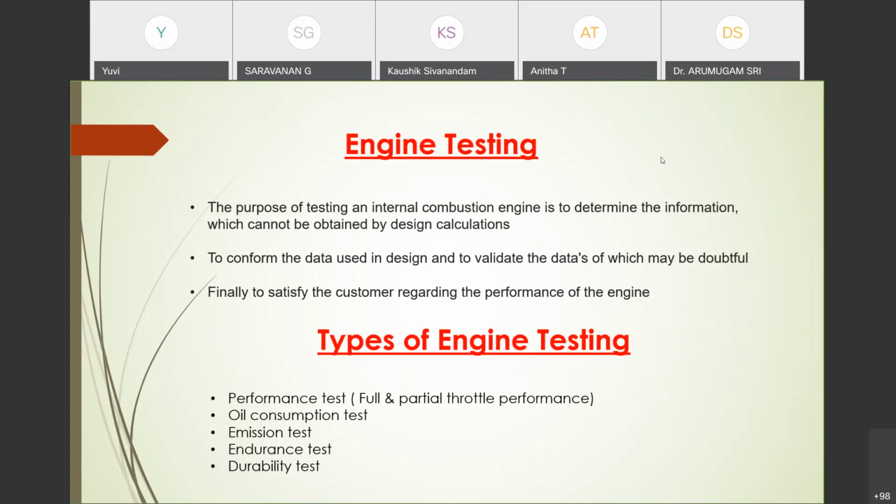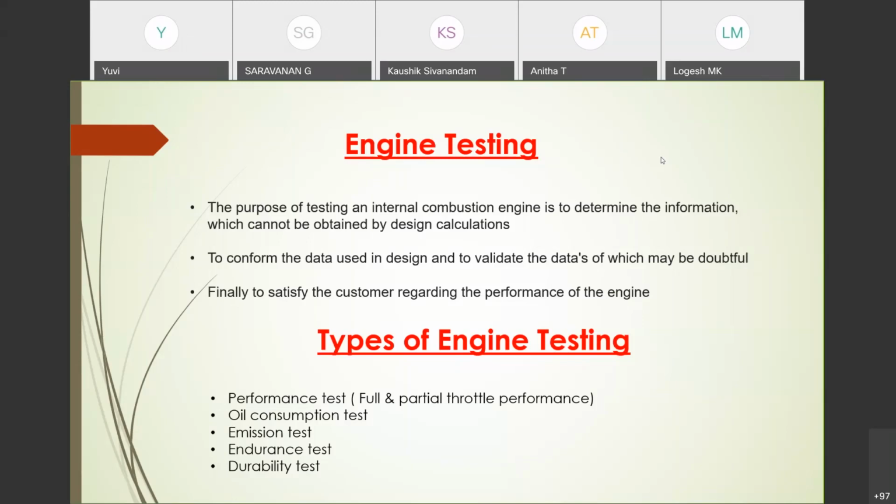In simple words, the engine has to be tested to determine the information which cannot be obtained by the design calculation. As you know, the engine is a mechanical component, so we need to understand how the engine behaves at different load and RPM conditions. To understand the behavior of the engine, we need to measure the parameters in the engine. Here is where instrumentation comes into the picture. To measure the parameters, we need instruments and sensors.